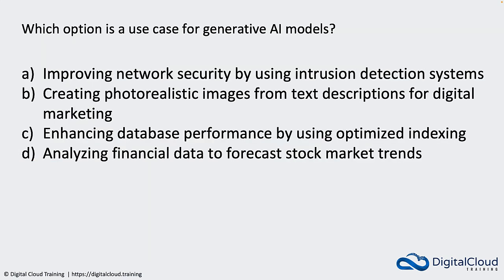Let's move on to another question. Very short one, this one, just a single sentence. Which option is a use case for generative AI models? A, B, C, or D? So is improving network security by using intrusion detection systems a use case for generative AI? Well, not really, no. They're used for monitoring patterns and anomalies in network data. So you can use them with traditional machine learning models, just not generative AI per se. So Gen AI is typically not used for security applications like detecting network intrusions. What about B? So creating photorealistic images from text descriptions for digital marketing. Does that sound like a good use case for Gen AI?